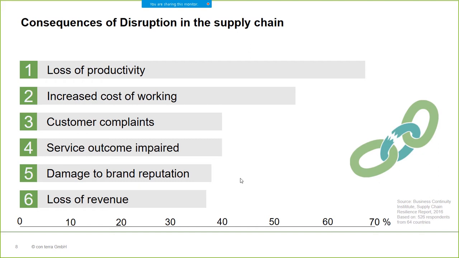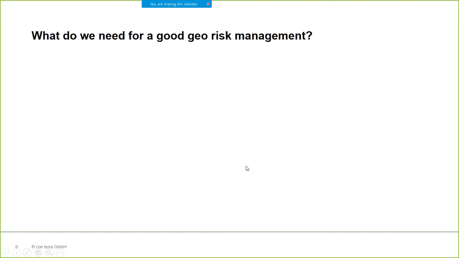So as a conclusion, we think we need to have a geo risk management to solve these problems. But what do we need for a good geo risk management? So first of all, we need high quality risk data that give us a concrete risk value for the locations where we are. So geo risk management means proactively taking a wise decision for a location. Can I link my business to this location or not? So that's the purpose of geo risk management.